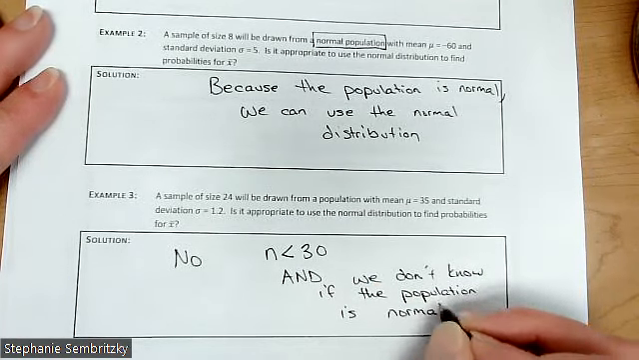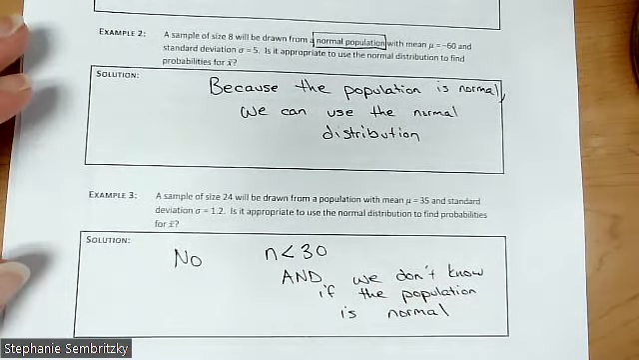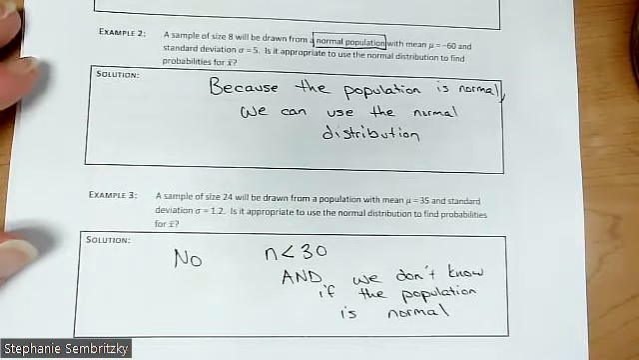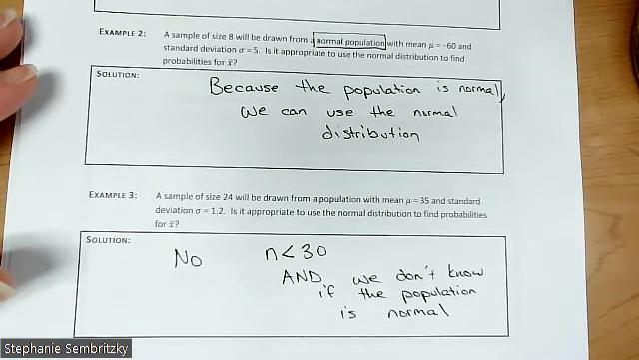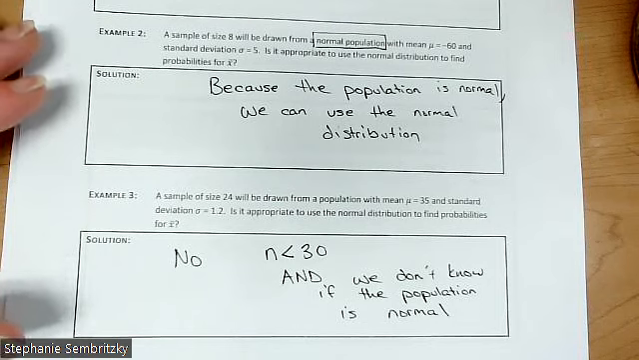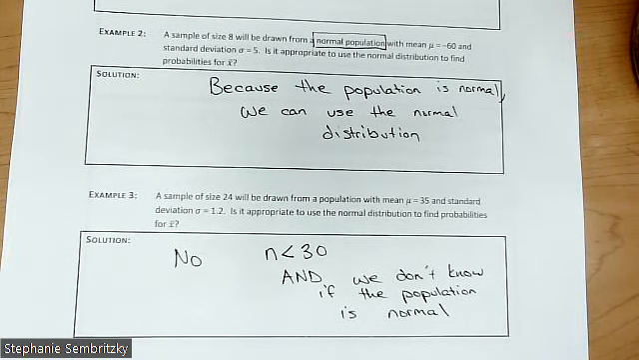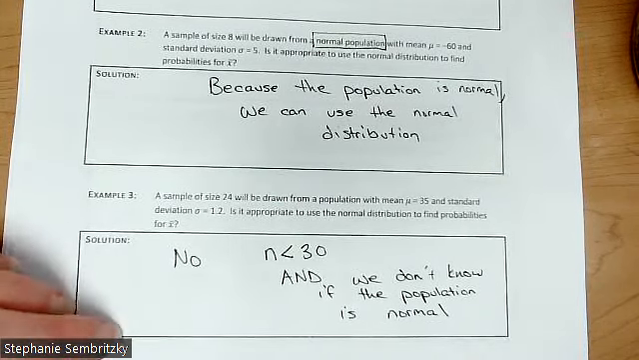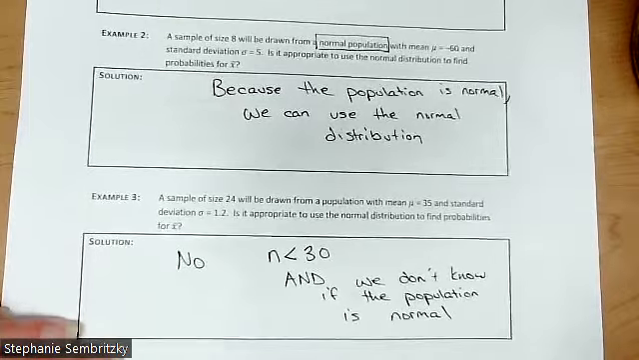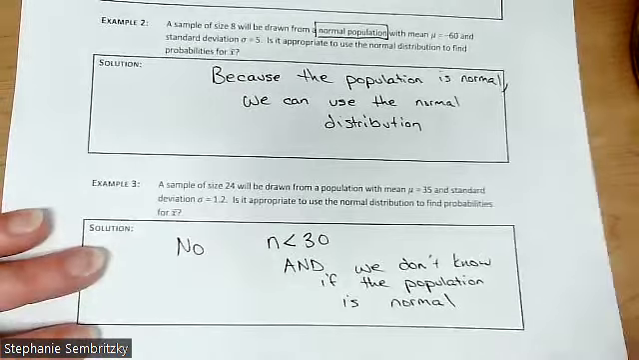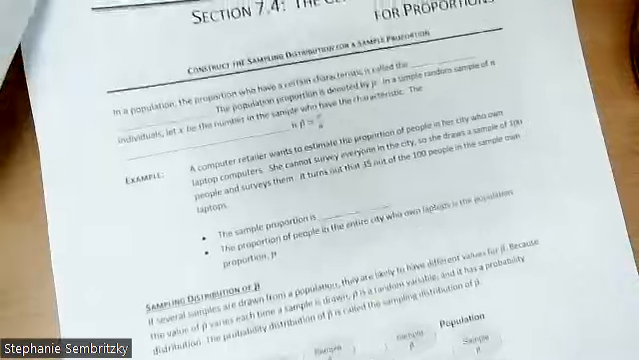If the population is skewed, that sample size has to be bigger than 30 for us to use the process. So if they tell us it's normal, everything's normal. Yay. If it doesn't tell you it's normal, we have to make sure the sample size is bigger than 30. All right, so now we're going to use those things, and we're almost done with the notes today.